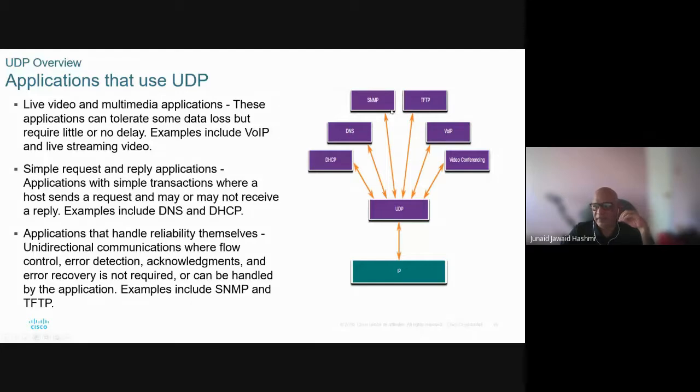These are the applications that use UDP. As you can see, there are a lot more applications using UDP than TCP. Even though it's not reliable, actually it's faster. Again, reliability can be provided by the application itself. So DHCP, DNS, SNMP, TFTP, voice over IP, and video conferencing all use the UDP protocol.